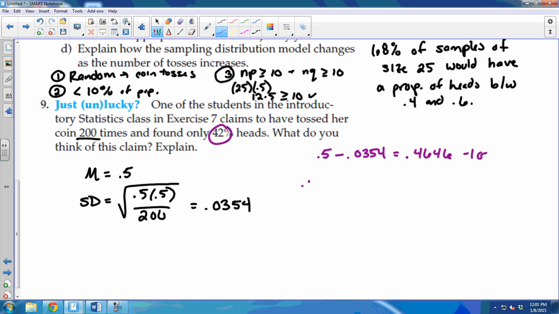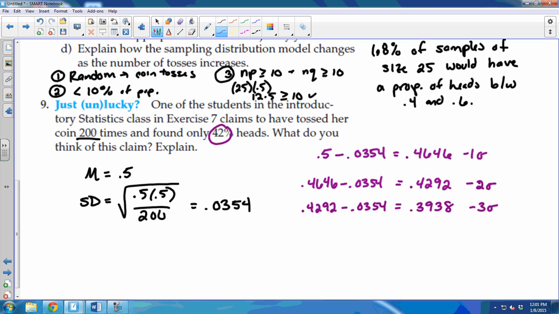And so then I would take 0.4646 and I would subtract 0.0354. So that's 2 standard deviations below the mean. And if you do that one, you get 0.3938. So that's 3 standard deviations below the mean, right? Where does our 42% fall? In here, right?